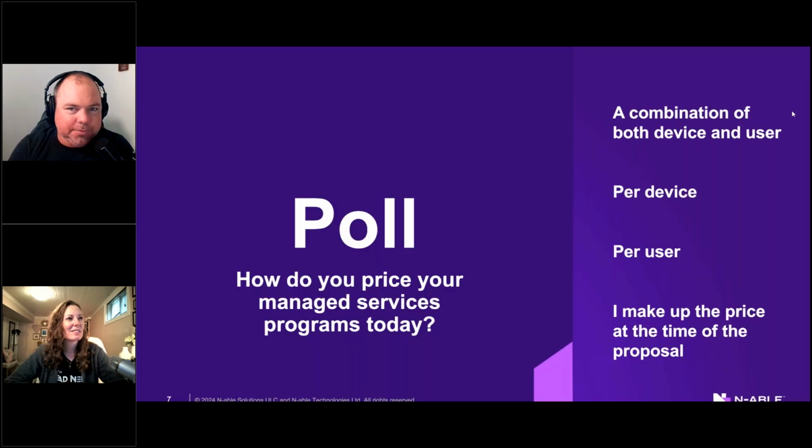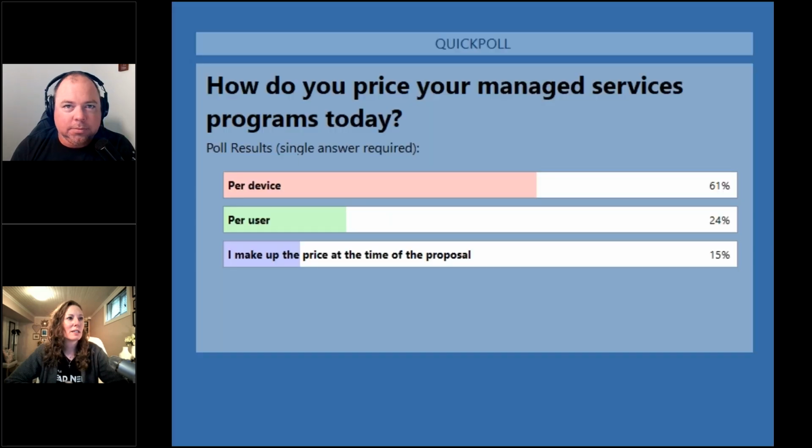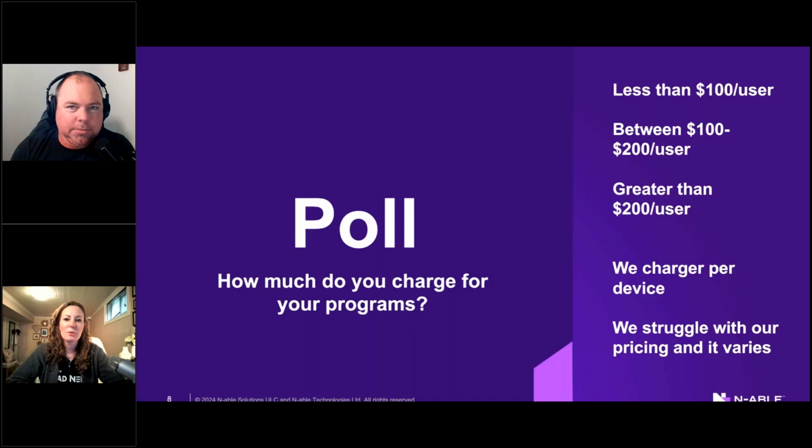All right. Awesome. Let's move to the second one. Can I tell the results? Absolutely. It looks like 61% are using per device, 24% are using per user, and 15% are saying that they kind of make it up at the time of proposal. So again, absolutely appreciate that feedback.